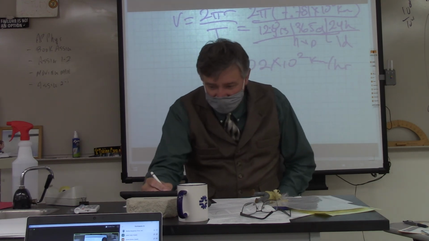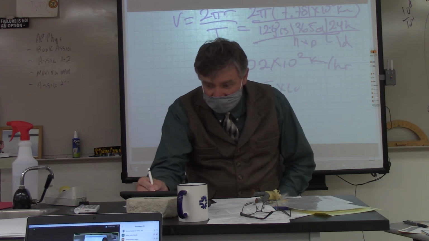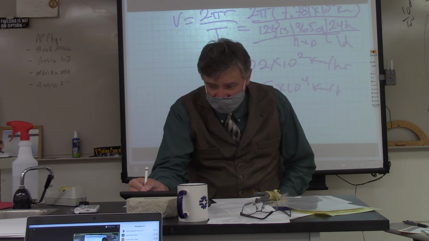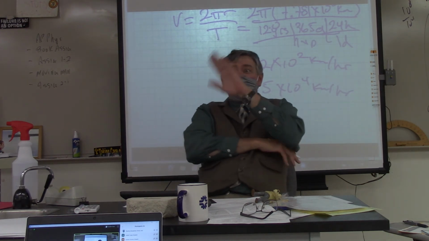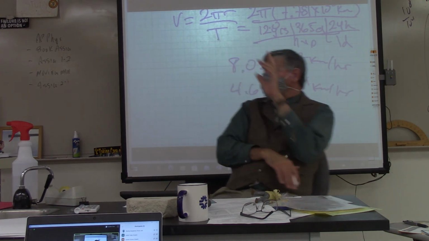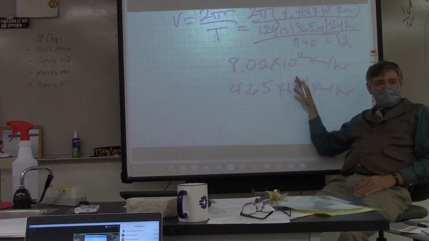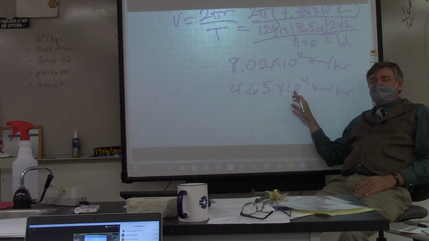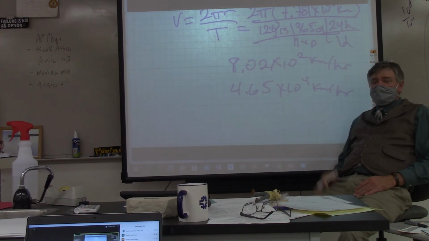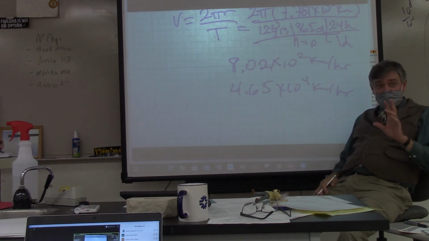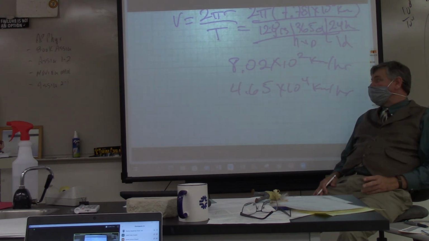4.65 times 10 to the 4th kilometers per hour. Okay? So we got a little bit of variation. We're off by an order of magnitude of 2. Okay? 10 to the 2nd versus 10 to the 4th. That's like being off by like 100 minimum. Off by a factor of 100. I'm not talking like, oh, 100. I mean off by a factor of 100. Yes? I did it again and I got the 4.65.